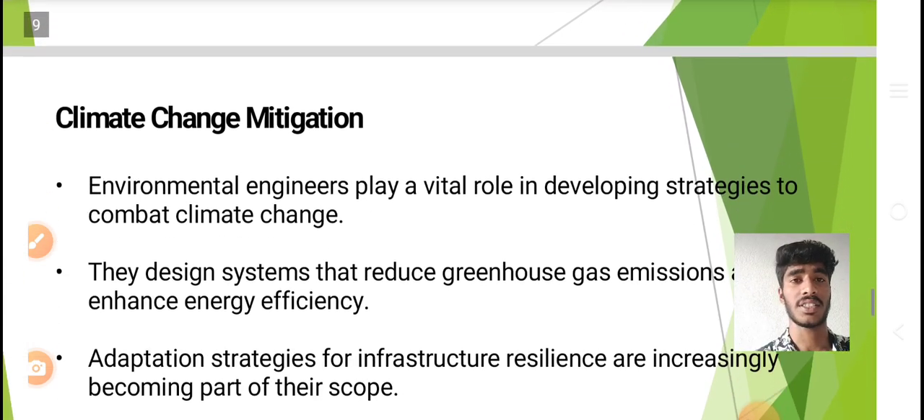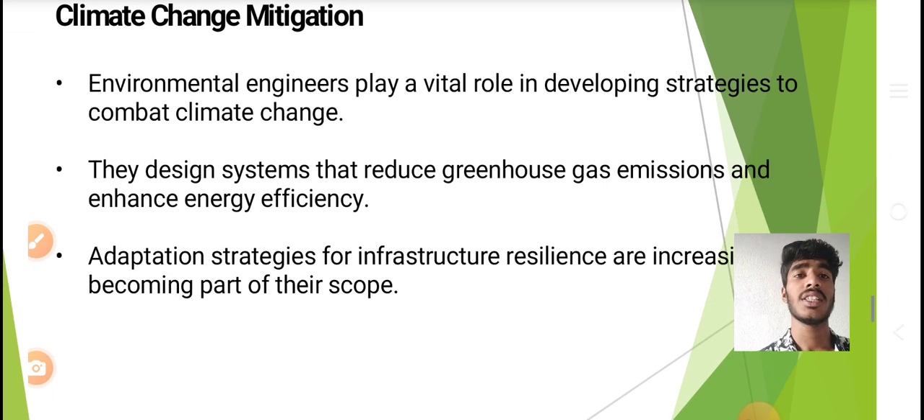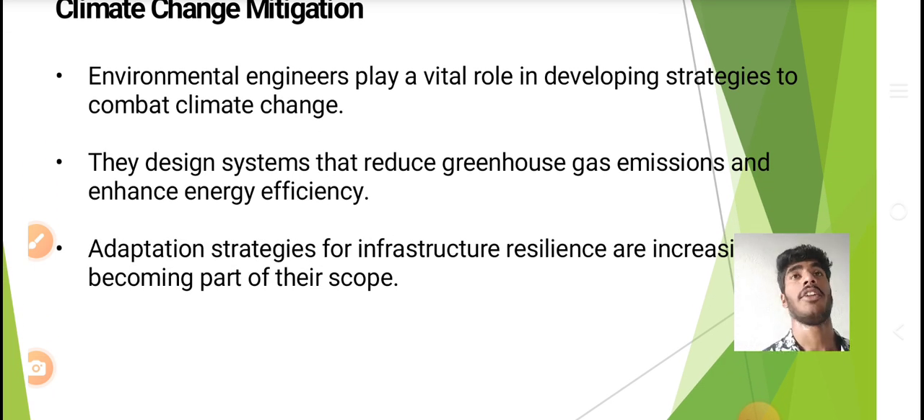Climate change and mitigation. Environmental engineering plays a vital role. The vital role is to develop strategies to combat climate change. The environmental engineer takes account of all climate conditions and works accordingly on soil, water, and so on. It will lead to sustainable development.